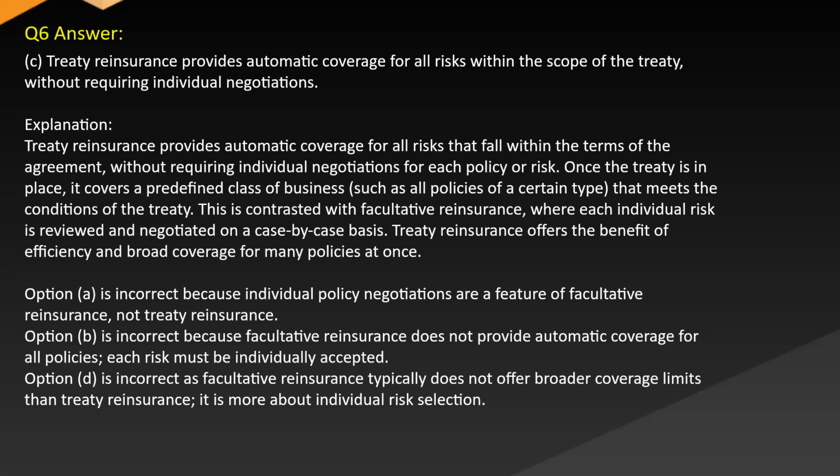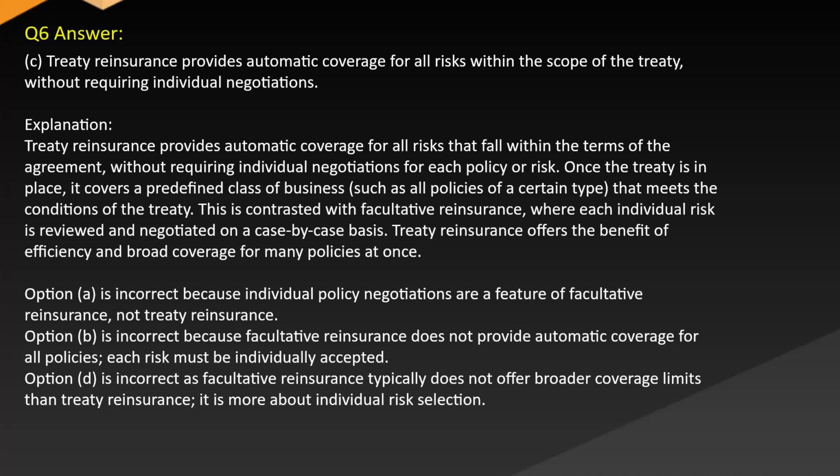Once the treaty is in place, it covers a predefined class of business, such as all policies of type A that meet the conditions of the treaty. This is contrasted with facultative reinsurance, where each individual risk is reviewed and negotiated on a case-by-case basis. Treaty reinsurance offers the benefit of efficiency and broad coverage for many policies at once.